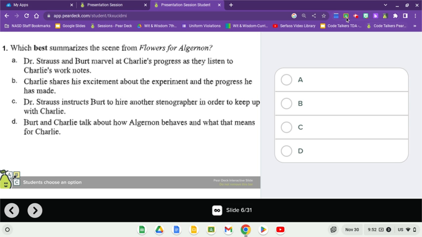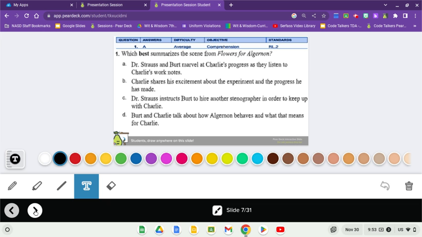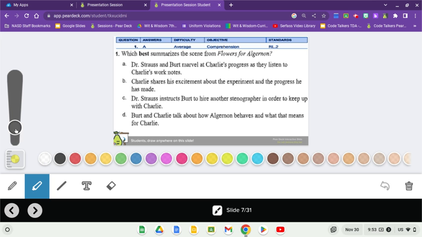Ooh, a little change of pace in the music today. So we go on to slide 7, and looks like our answer is A. And that just happened to be a difficulty level of average. Your average student is going to have an average level of difficulty getting that comprehension question. So the correct answer is A. Please toggle on over to the highlighter. I would suggest making it a little bit bigger, and I would highlight A and the answer that goes with it. There we go. Dr. Strauss and Bert marvel at Charlie's progress as they listen to Charlie's work notes.